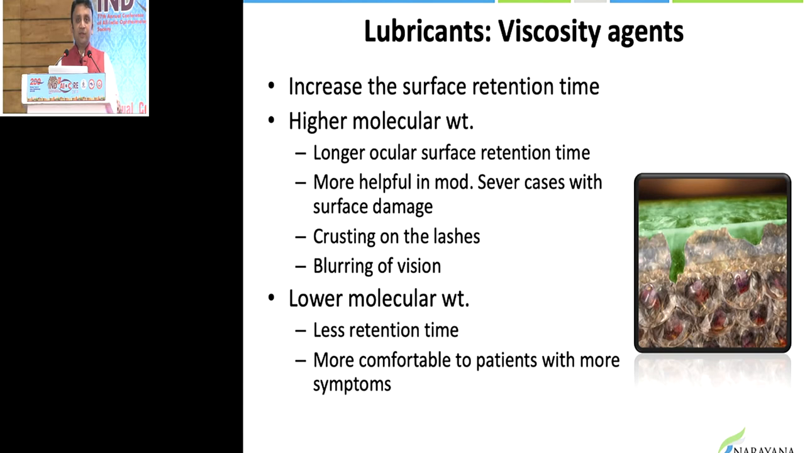Next comes the viscosity agent. These are the agents which we love, and this is just one part of the lubricant. But your entire industry thrives on this. They come, sir, we have a CMC drop. Sir, we have an HPMC drop. That's a viscoelastic agent only. That's one part of the lubricant, and it's not the entire lubricant, right? But we still love them. Why? Well, it gives longevity to the drop. It gives viscosity. It allows it to stay a little longer on the surface.